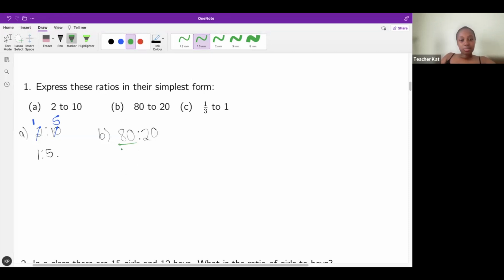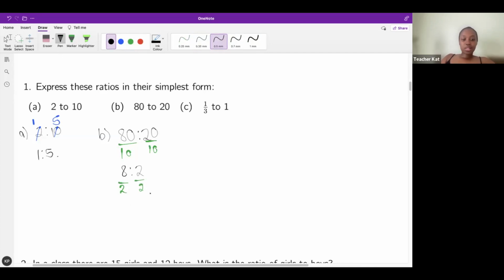So if I divide this by 10 and I divide this one by 10, then my new ratio is what? What's 80 divided by 10? It is 8. And 20 divided by 10 is 2. But do they still have a common factor? Now we are down to 8 to 2. Yes. So what is the common factor between 8 and 2? It is 2. So then I can go again and I divide each of them by 2.